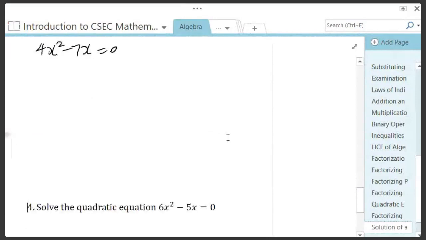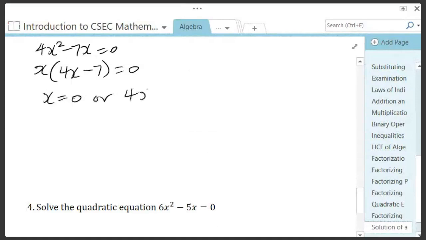Okay, so let's factorize here. The HCF here is x. 4x squared divided by x here is 4x. Minus 7x divided by x here is minus 7. This is equal to 0. So x is equal to 0, or 4x minus 7 is equal to 0.